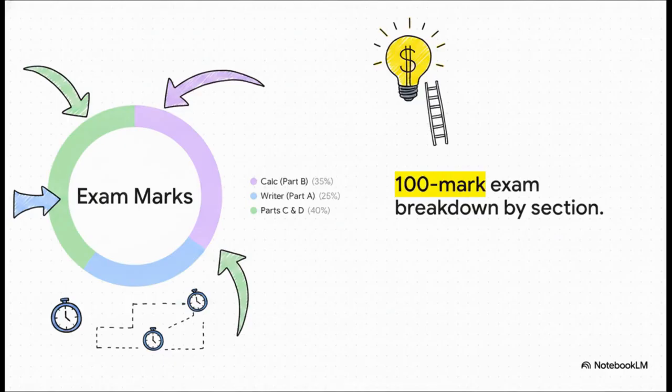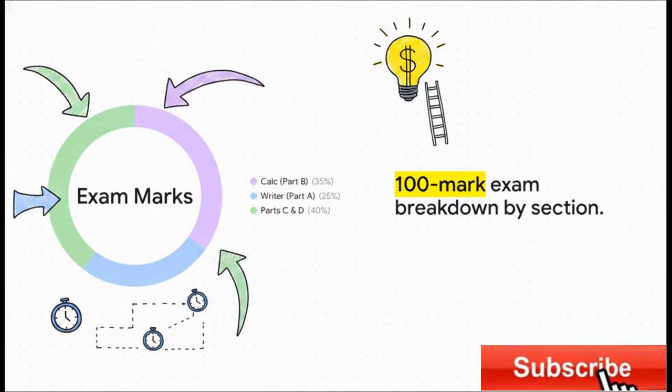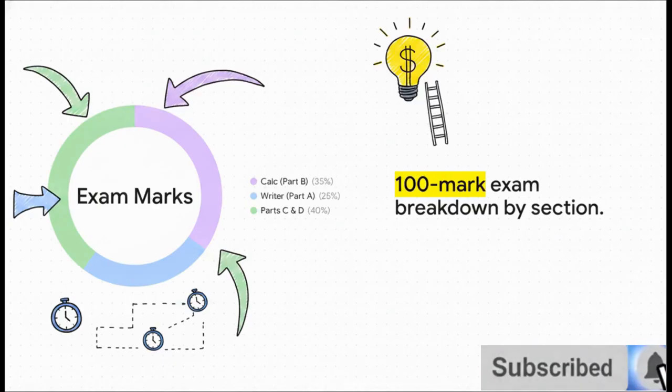Okay, so let's look at exactly what we're up against here. Visualizing the stakes right off the bat is absolutely critical. We've got Part A, the Writer section, at 25 marks. Then, check out that massive chunk for Part B, the Calc section, weighing in at a heavy 35 marks. And finally, Part C and D combined for a hefty 40 marks. Seeing this breakdown, it proves why we have to optimize our strategy based on weighted grading. You definitely don't want to burn all your precious time on a 25-mark section when much heavier points are waiting for you down the line, right?